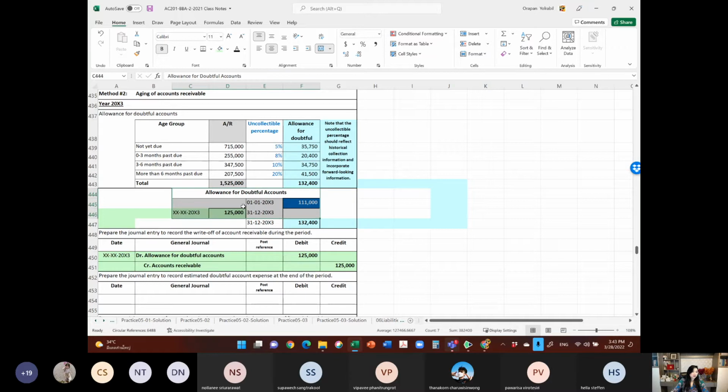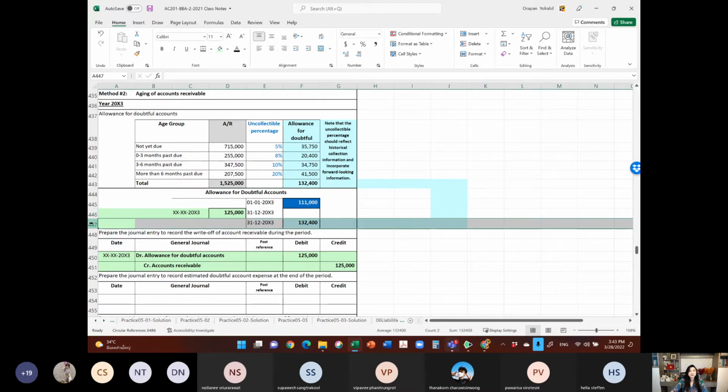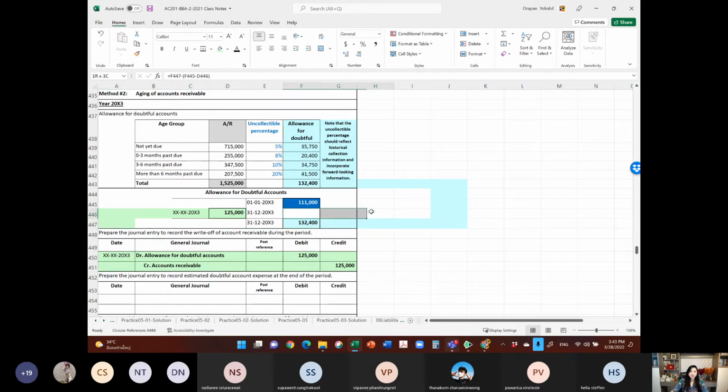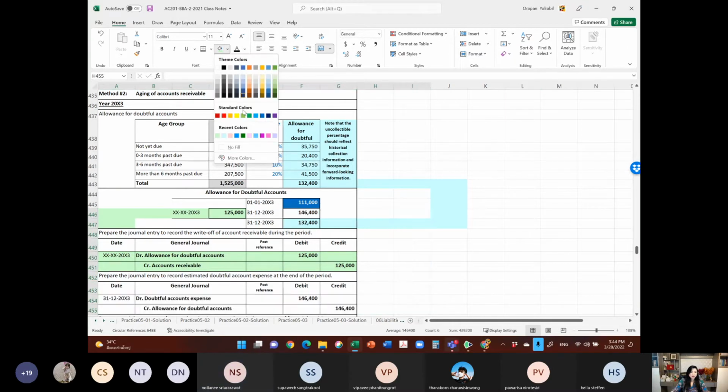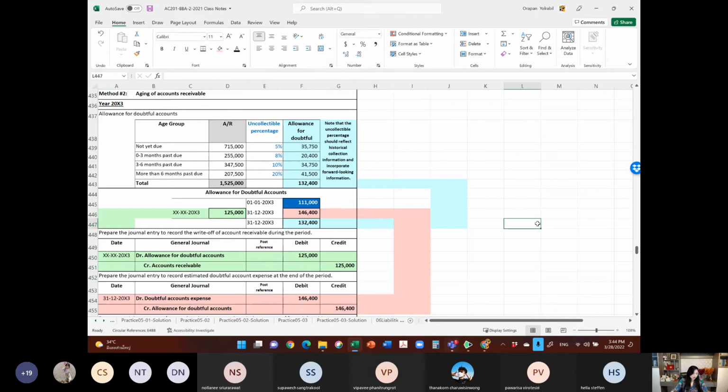So if you do the calculation right now, you have a negative balance in this allowance account. But at the end, from your calculation, you want the balance to be positive, and it's 132,400. All right. So my question to you is, if you want to have 132,400 at the end of the year, how much more do you need to record in the expense? How much is it that you need to record in the doubtful account expense? 146,400. Okay, so it's going to be 146,400.